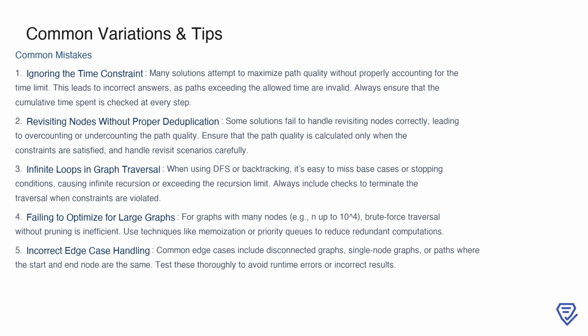For larger graphs, brute force methods can quickly become inefficient. If the graph has a high number of nodes, like 10,000 or more, you'll need to optimize using techniques like memoization or priority queues to reduce redundant computations.